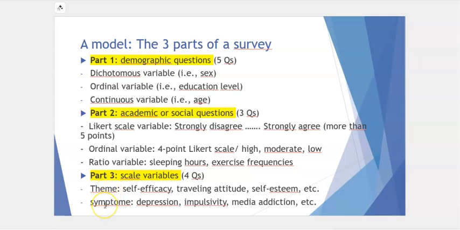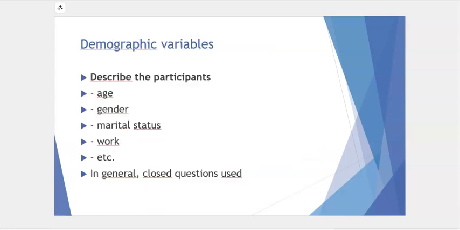Symptoms are the same. So depression, impulsivity, media addiction, etc. That is like a symptom and a phenomenon of society. And then you need many scale variables to measure correctly, and then the result will be more reliable. Demographic variables can be age, gender, marital status, work. That is very common sense.